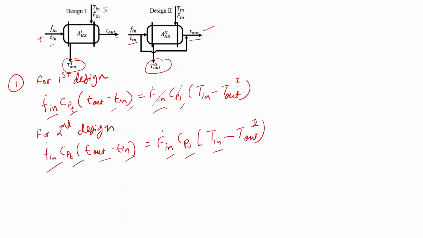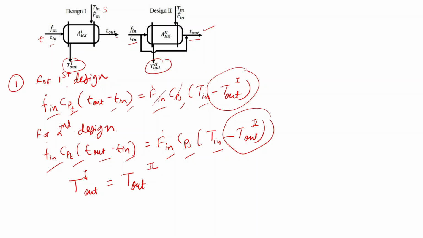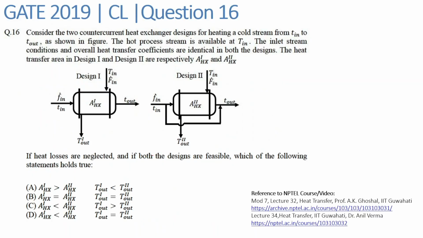So I think all of this can be cancelled out, and we can see that this term is the only different one. So they must be the same. So we can write T1 out is equal to T2 out. Now from the given options, we have option B and option C, in which the given options are that T1 out is equal to T2 out. Now we need to compare the area of heat exchanger for both of these cases.